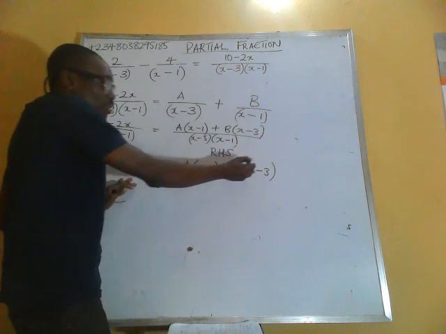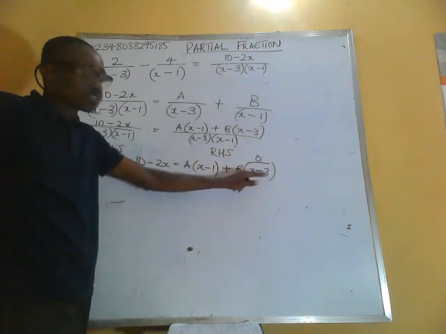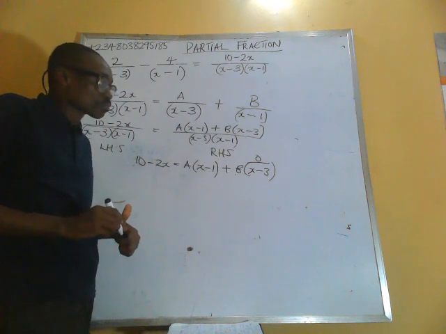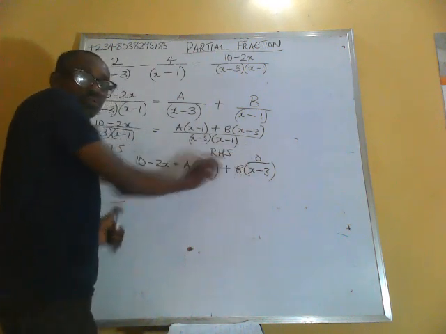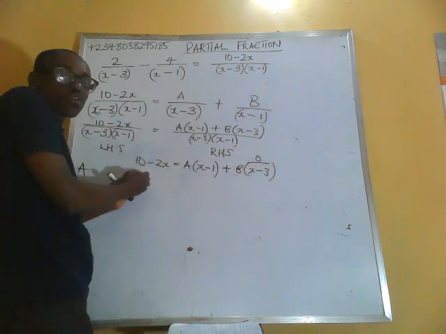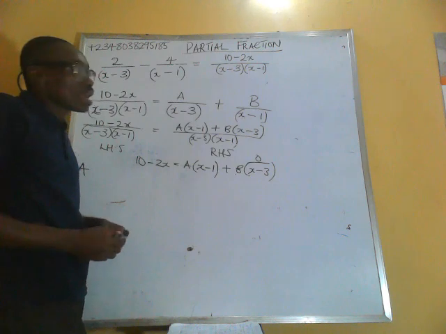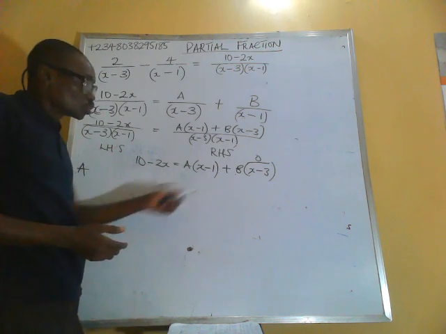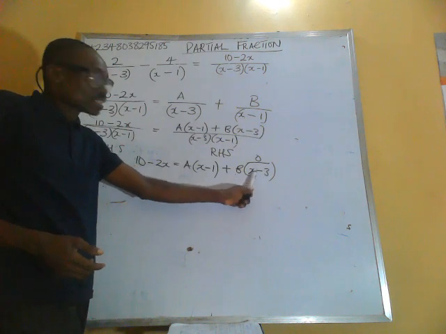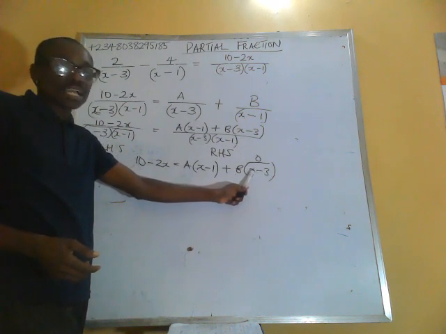For B to be 0, that means this side must be 0. Once x minus 3 is equal to 0, then 0 times B is going to give you 0. So B will not exist again. Then you can now solve for A. So what value will make this x minus 3 linear equation become 0?